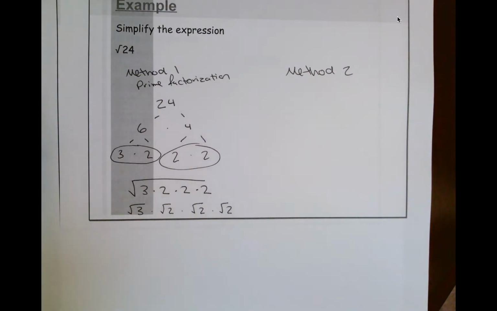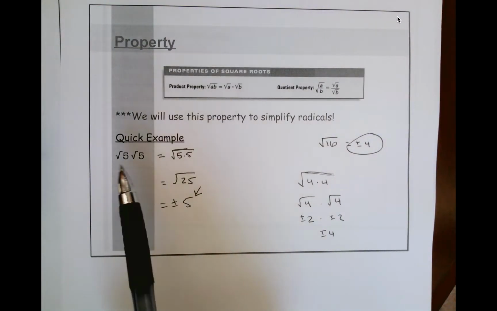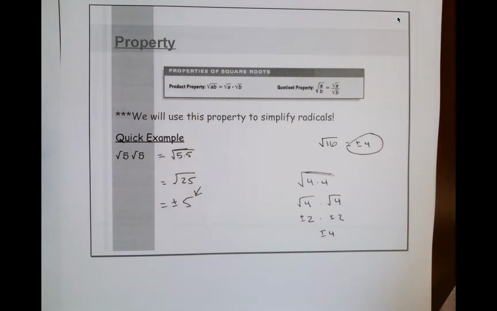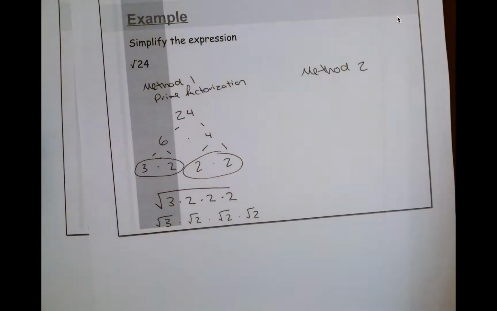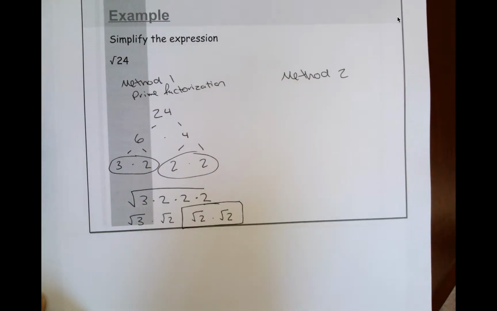Because if I look at this, I don't know what the square root of 3 is. I don't know what the square root of 2 is. So why am I doing this? What you can actually use is the quick example we did. Understanding the fact that square root of 5 times the square root of 5 reduces to just plus or minus 5. So I'm looking for pairs here. If I find a pair, I've got a pair right here.